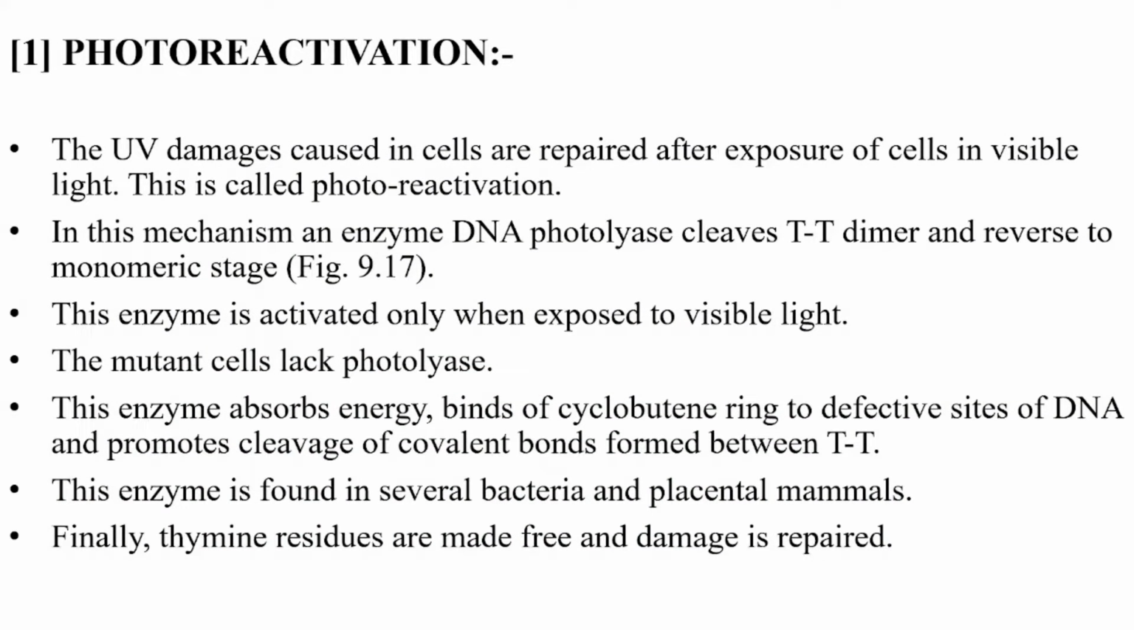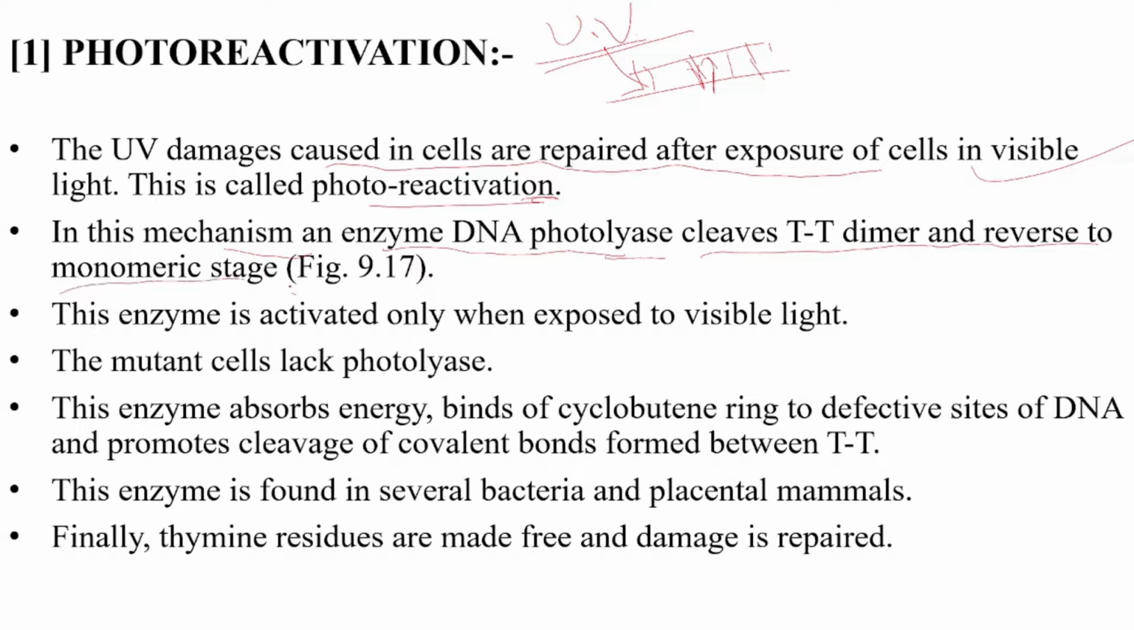Okay, photoreactivation. The UV damage caused in cells is repaired after exposure of the cells to visible light. This is called photoreactivation. How does it take place? The DNA is damaged by ultraviolet radiation, and the damaged DNA is repaired by visible light. In this mechanism, an enzyme, DNA photolyase, cleaves TT dimers and reverts them to the monomeric state.